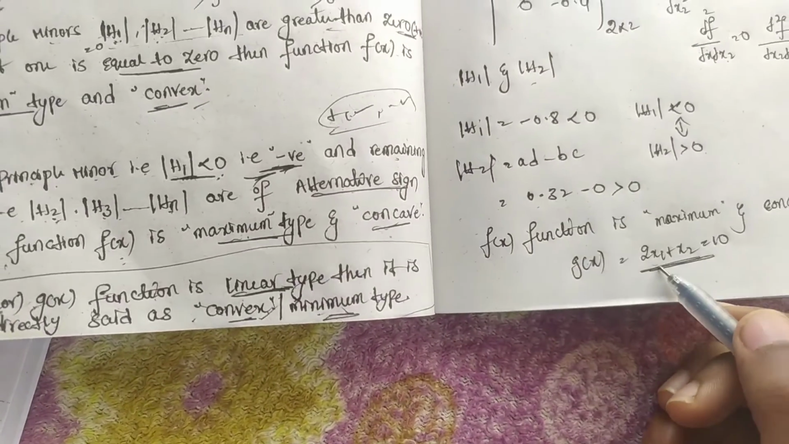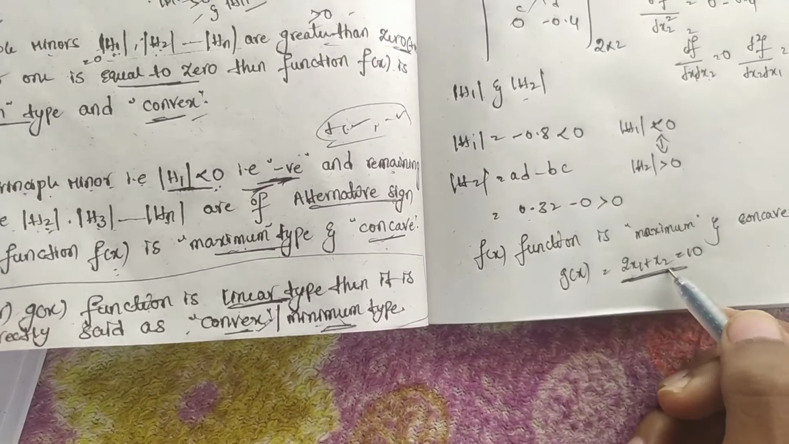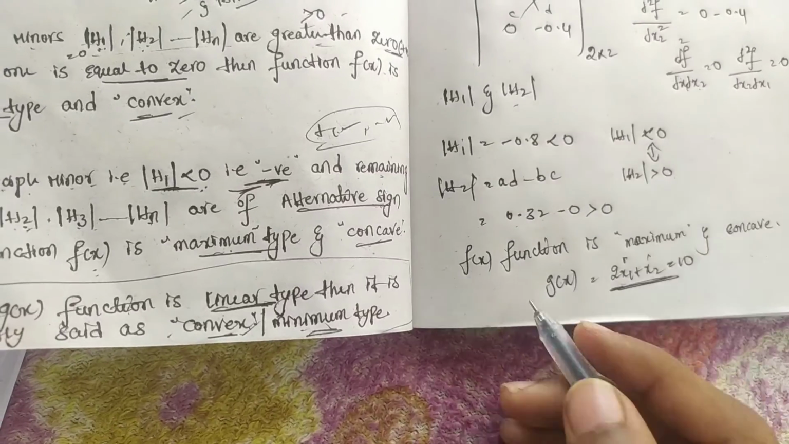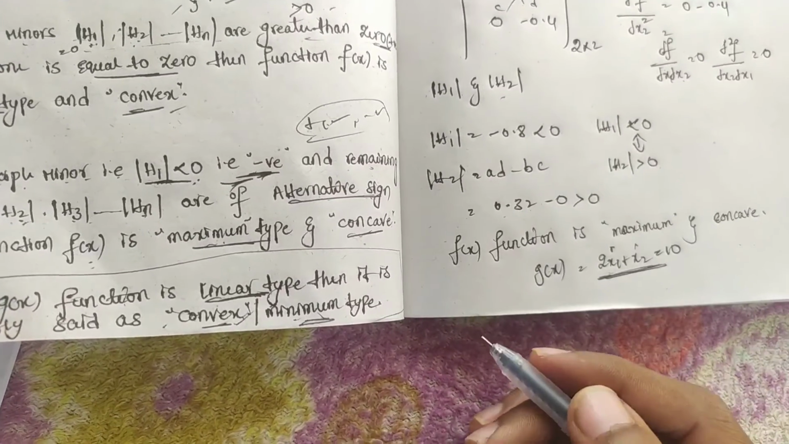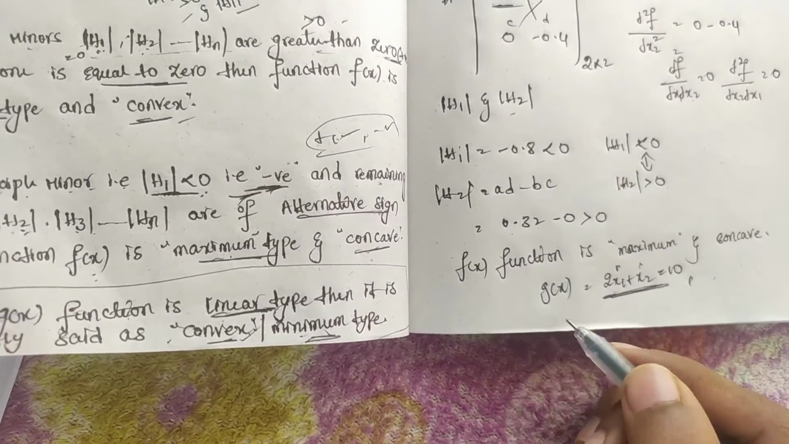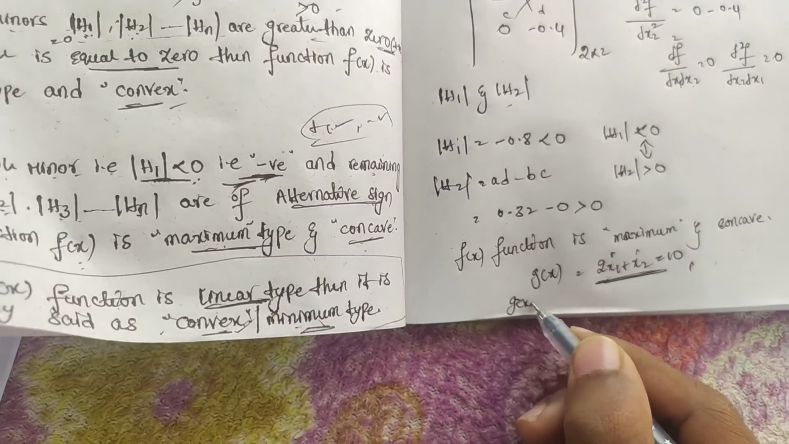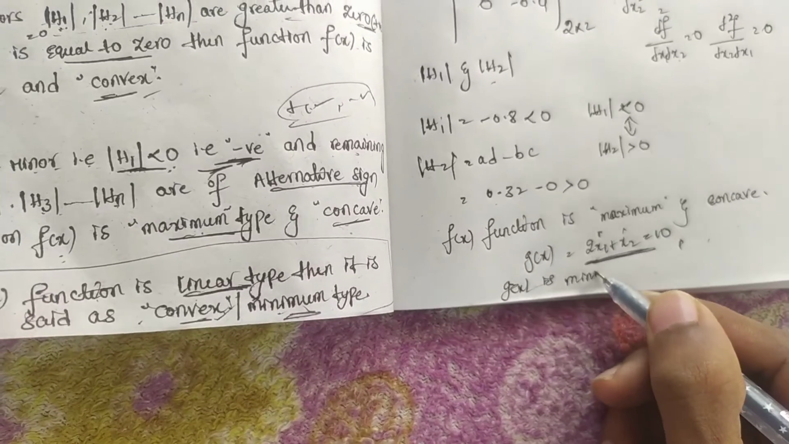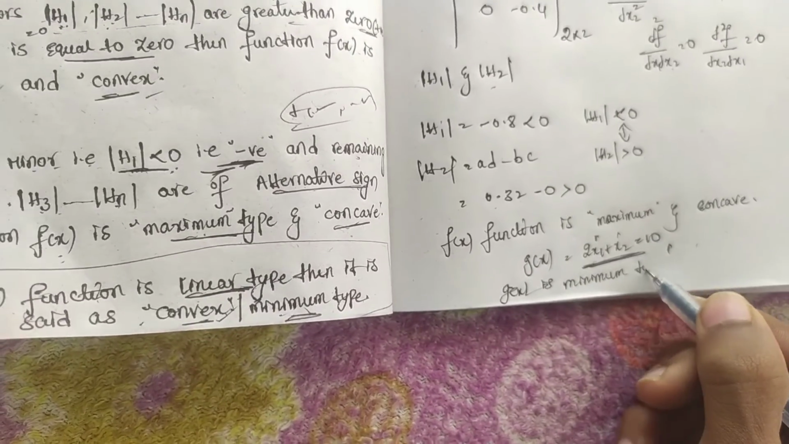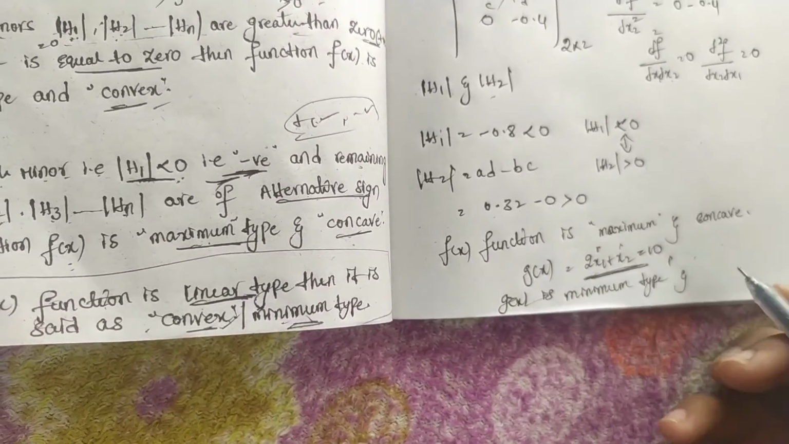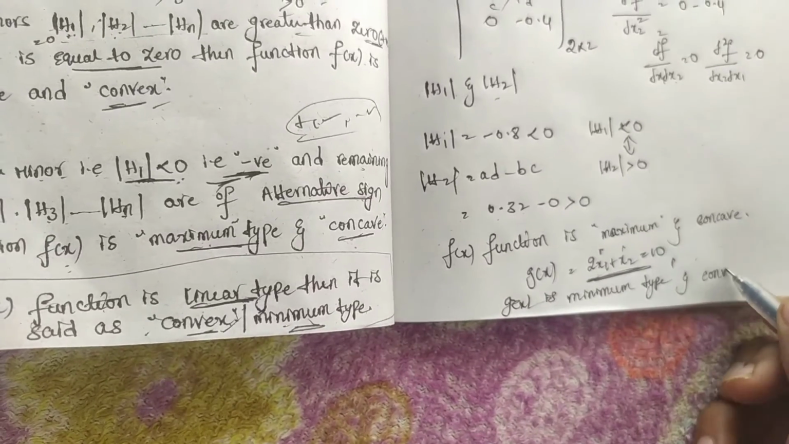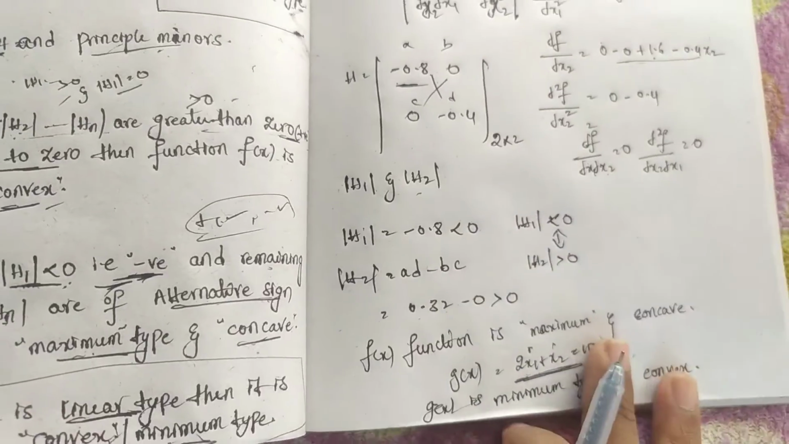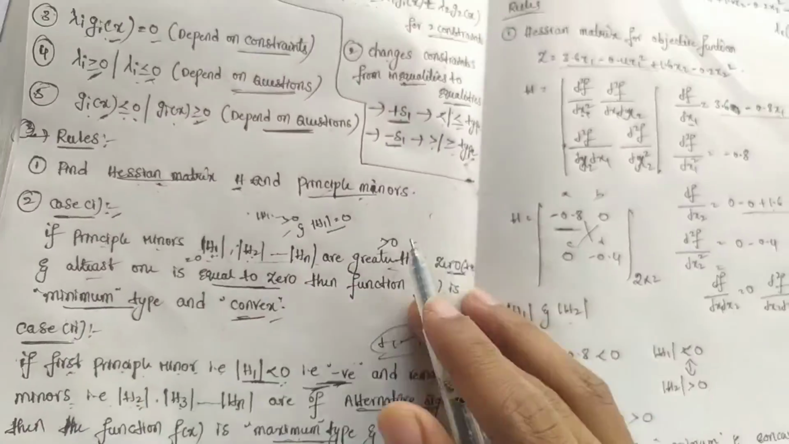So here the degree of this g of x function is what we have. You can see here also 1, here also 1. Here the whole degree of this equation is 1, which is linear type. So we can say that g of x is minimum type and convex. So after that we have the rules here.